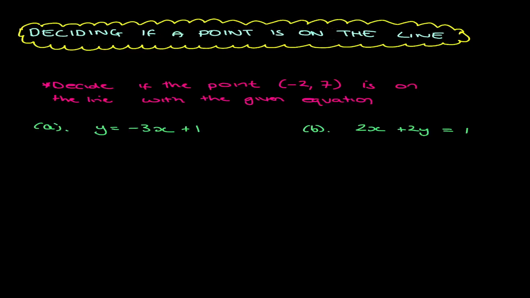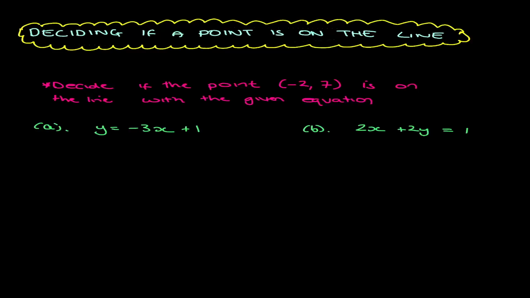Hi and welcome back. Today we're going to learn how to work out if a point is on a line. So let's have a look at this question. We've got the point (-2, 7), and I want you to tell me if it's on line A or line B. So let's do this together so you know how to do this.